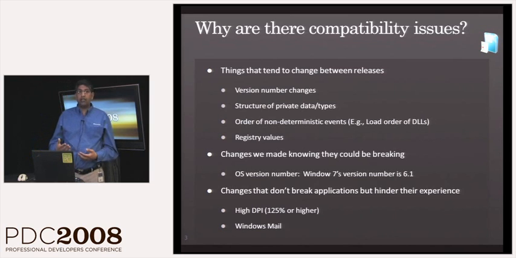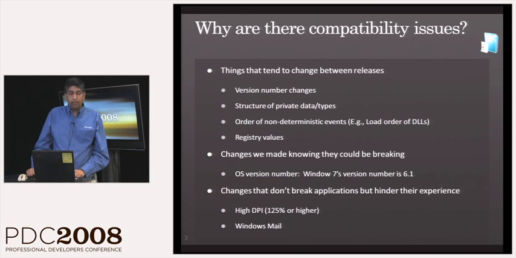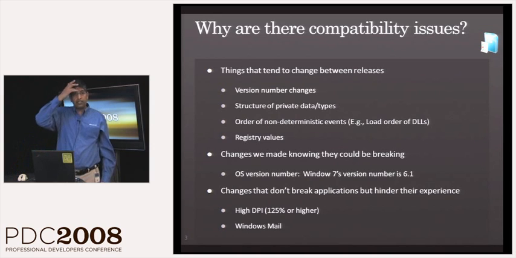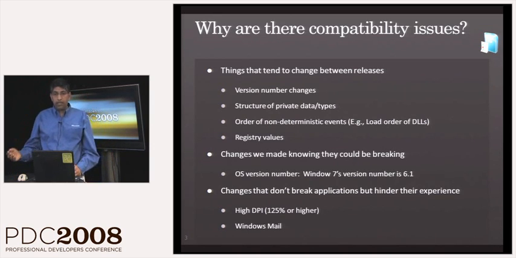And the second category is applications tend to take dependencies on the OS version number, for example. Applications that always check version numbers and break because of that are the largest bucket of failures for application compatibility we have today. And thirdly, things such as Windows Mail and high DPI in Windows 7 are changes that will hinder a user's experience or an application's experience, but doesn't necessarily cause problems.